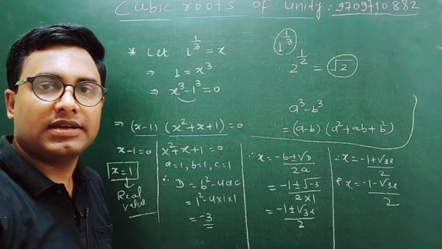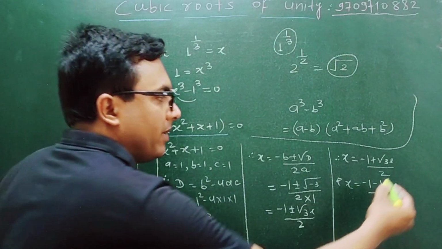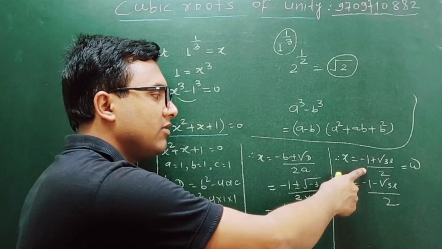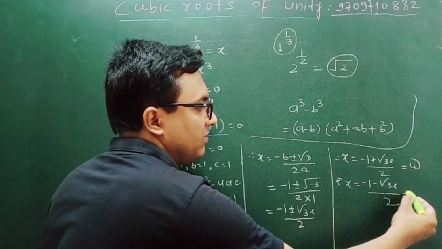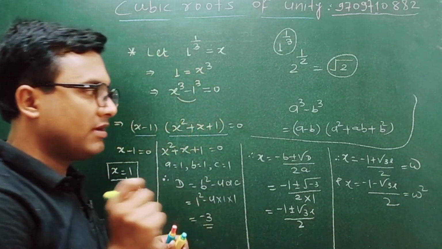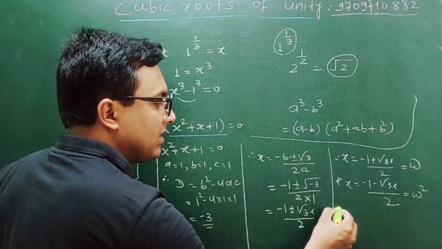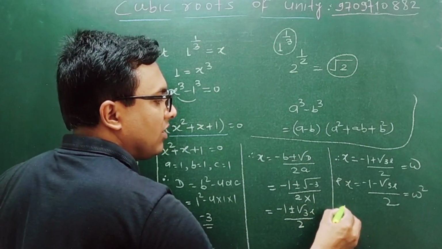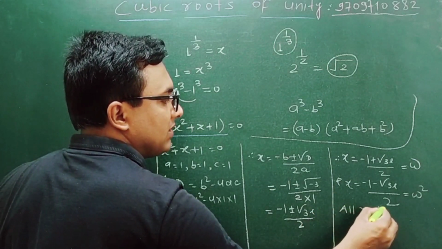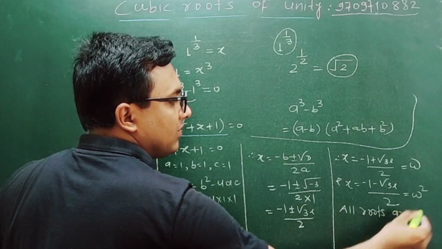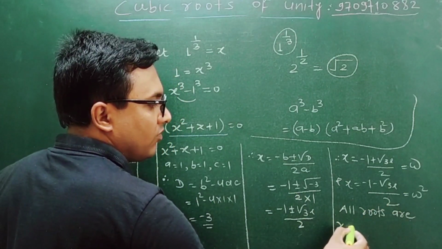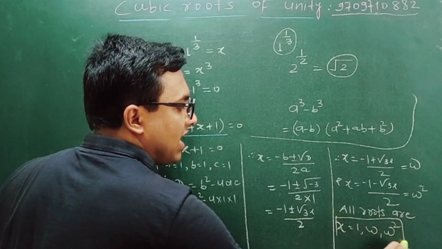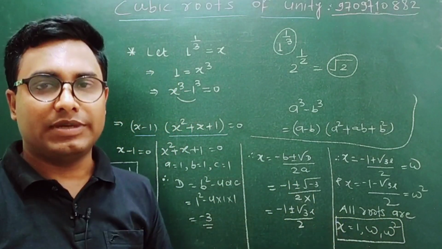Clear? We denote this with the symbol omega. And when we square this value, we get the other value, so it will become omega square. Hence, we can say x has 3 roots here. All roots are: x is equal to 1, omega, omega square. These 3 roots are called the cubic roots of unity.